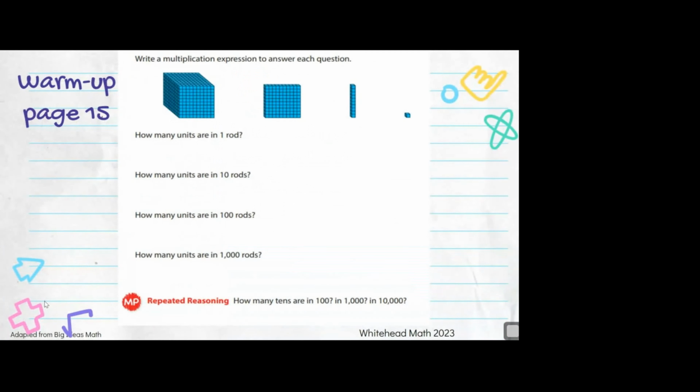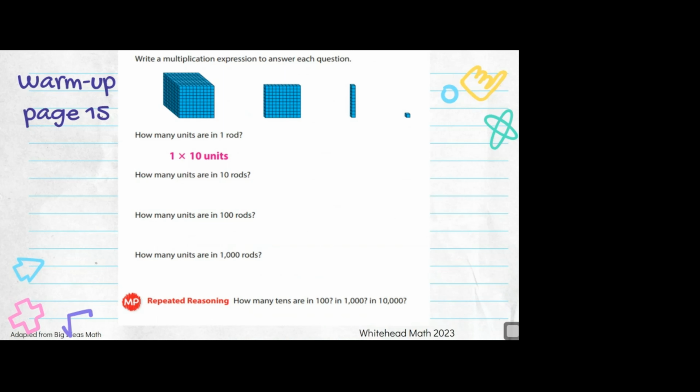If you're working with a partner, I want you to work together on this. If you're working by yourself, pause the video and press play when you're ready to continue. It says to write a multiplication expression to answer each question. So I see the base 10 blocks in front of me. I see a 1,000 cube, a flat for the hundreds, a rod, and a unit cube. So how many units are in one rod? 10. So in one rod, there are 10 units. So your expression should be 1 times 10 units.